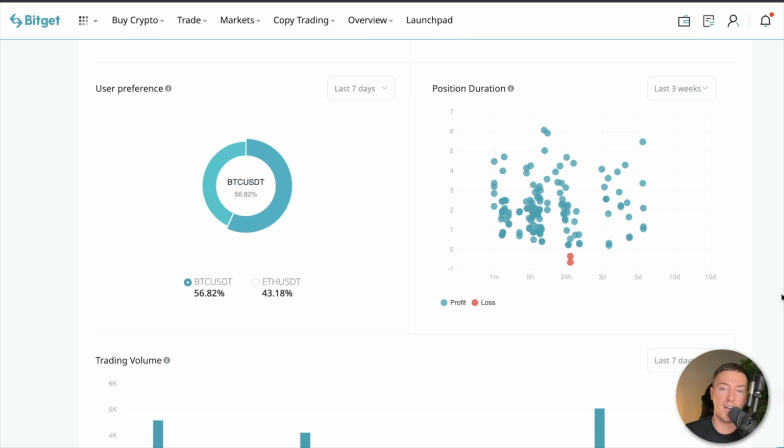And if we go to the last 3 weeks, we can see here that the losses are being cut pretty early. So these are cut within a day. This trader doesn't hold on to losses for long, which is good to see. That's what you want to see when you're looking for a copy trader. You don't want someone who's holding on to losses and then they run away with the losses. So this trader, as you can see, cuts the losses early.